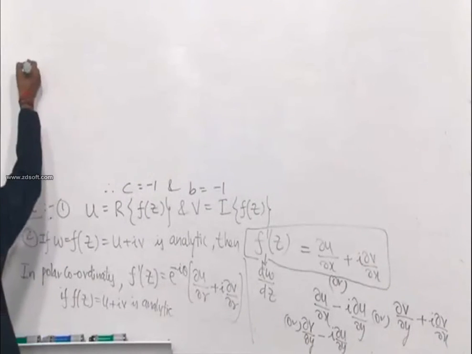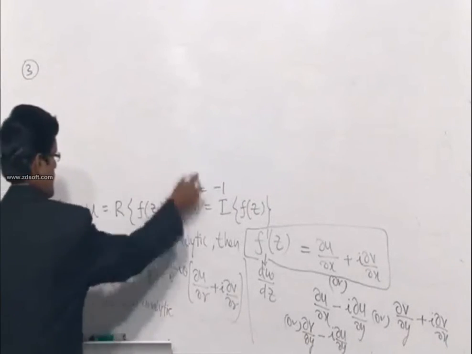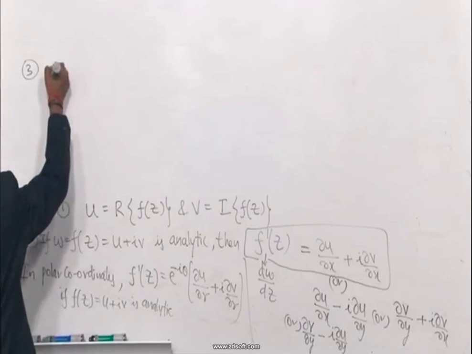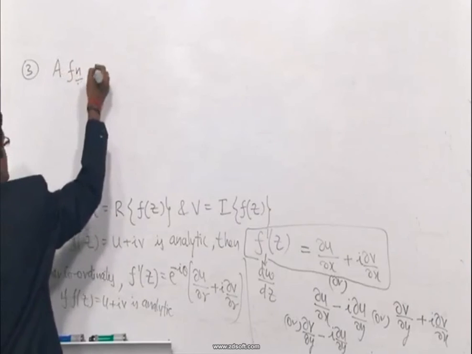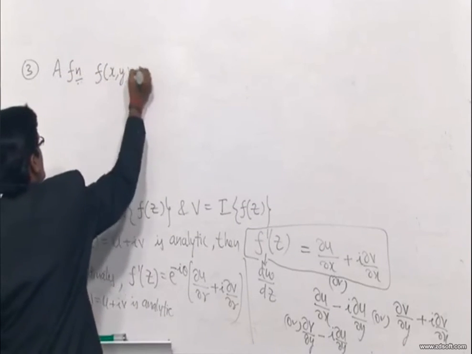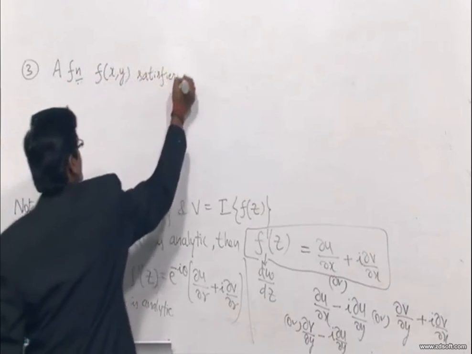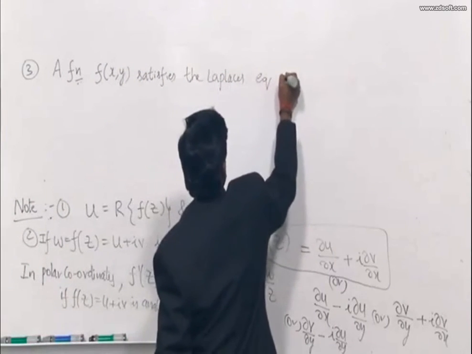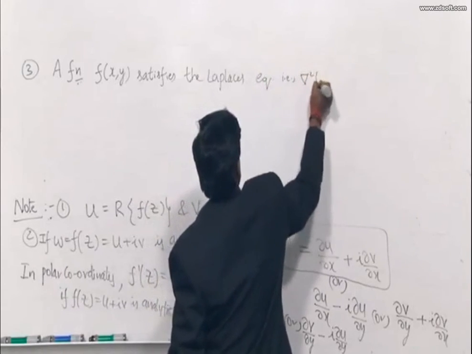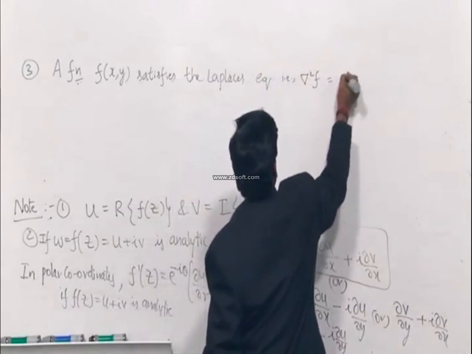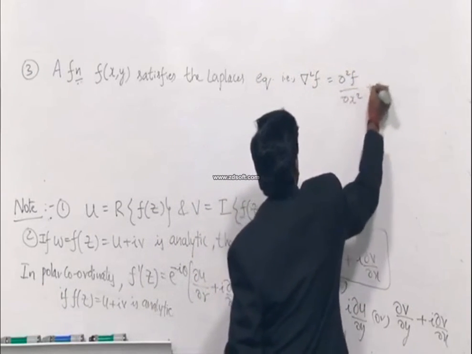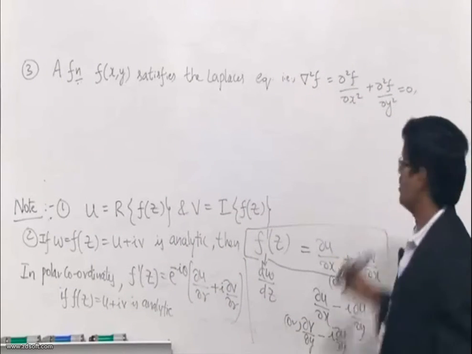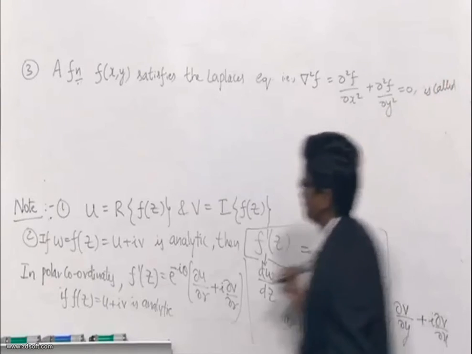Next, 3. A function f of x comma y satisfies Laplace's equation, that is del square f (yesterday I had given the del square notation) is equal to dou square f by dou x square plus dou square f by dou y square is equal to 0, is called a harmonic function.